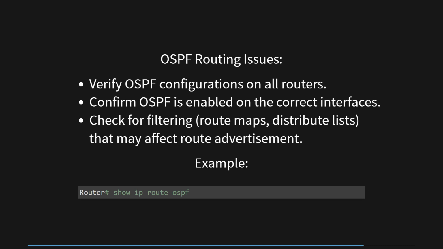Using the command show ip route ospf on the router provides a comprehensive view of OSPF learned routes, assisting in identifying and resolving OSPF routing issues efficiently.